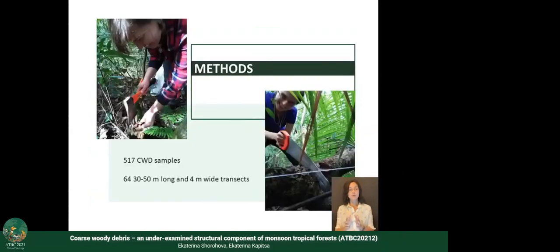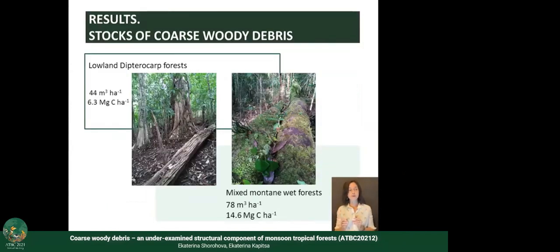We sampled coarse woody debris on transects, recording decay class, position, and mass fraction, and took additional samples for carbon concentration and density. What did you figure out? First of all, dipterocarp forests stored almost two times less coarse woody debris as compared to wet montane forests.